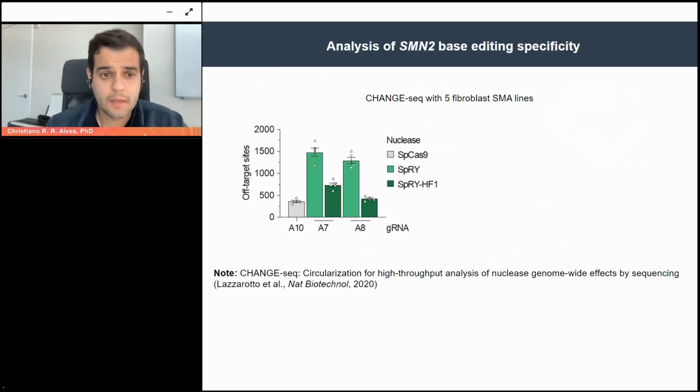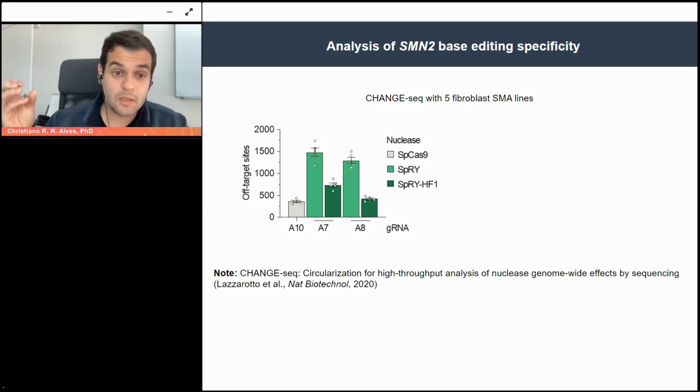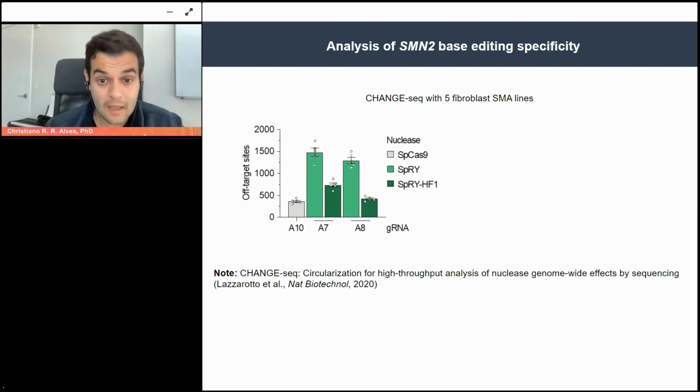And this experiment, I would need a lot of time to explain, but basically the idea here is that you take the DNA from those fibroblasts, and then you do in vitro. You expose that DNA in vitro to the enzyme and the guide RNA, and you see what sites are nominated. So what are the sites that these enzymes can recognize?